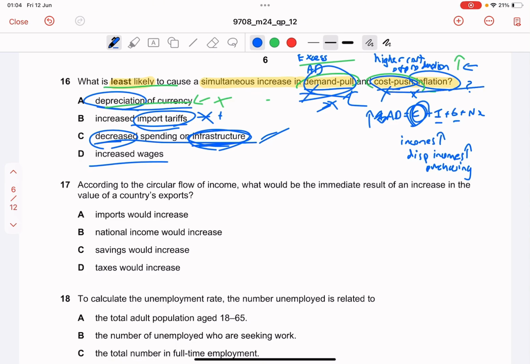And cost push inflation, well, wages are paid to labor, and labor is a resource for production. If the wages increase, that means the cost of hiring labor increases, which is basically a higher cost of production. So cost push inflation, also possible. So this can cause both of these, and that's not what we're looking for, so cross that off. And C seems like the best choice, and C is definitely the correct answer.